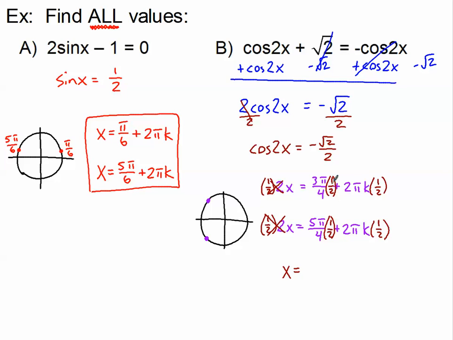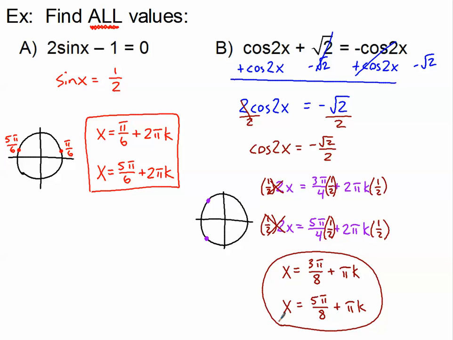X is going to be equal to 3 pi times 1 divided by 4 times 2. So this is 3 pi over 8. And half times 2 pi k would just be 1 pi k. My second set of answers, 5 pi times 1 over 4 times 2 gives me 5 pi over 8. And then the same thing happens here. 2 pi k cut in half would be 1 pi k.